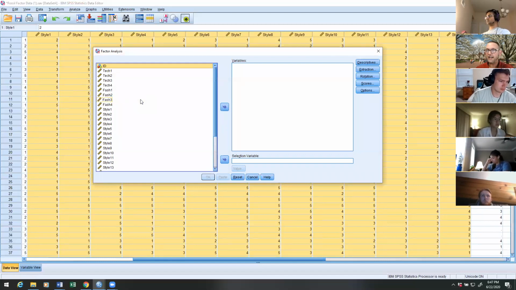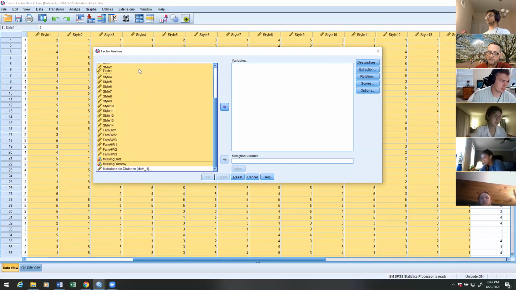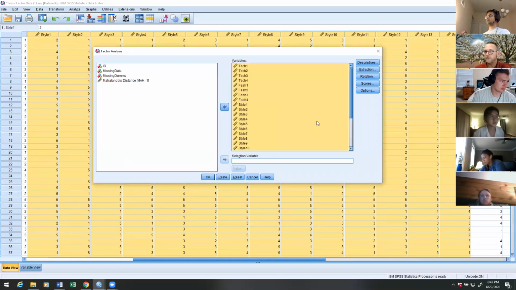And so we're going to go into factor. Initially we're just looking at the variables because we want to identify the degree to which they conform to this type of analysis, that they meet the requirements we would hope they would meet for doing this.